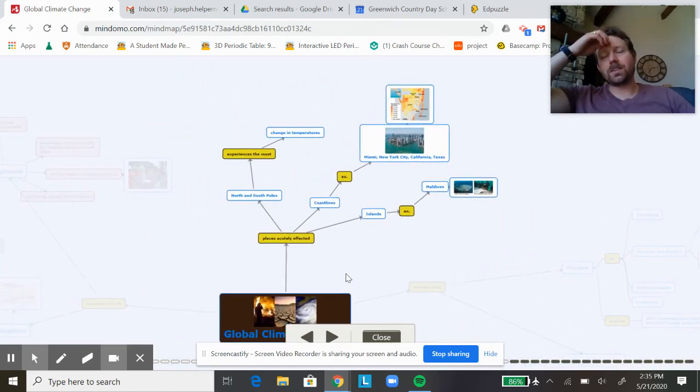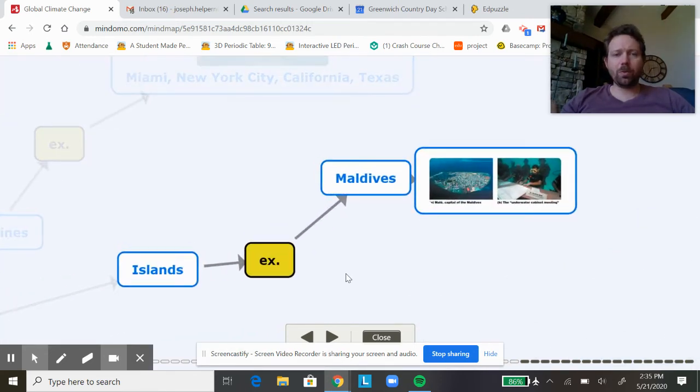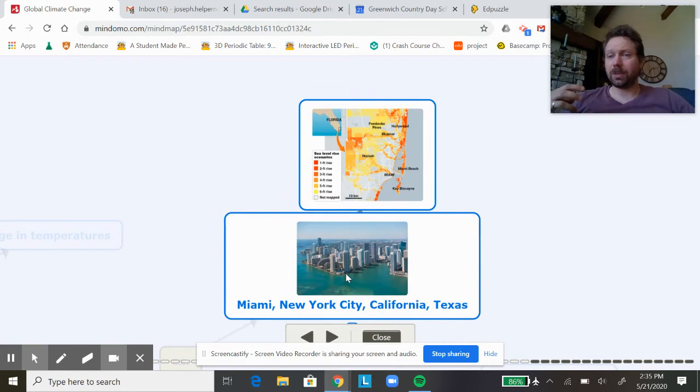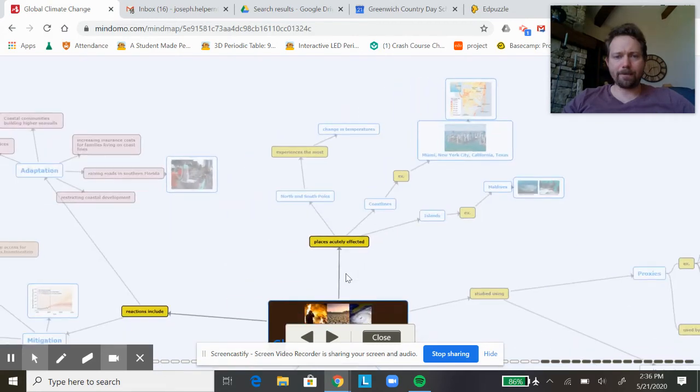Certain places are obviously more impacted right now by global climate change. Islands, particularly like the Maldives, are examples of places that are really impacted because they have a very low elevation across the island typically. Also, places that are along coastlines like Miami, New York City, California, Texas, they have a lot of coastline, and so the big concern is sea level rise there.